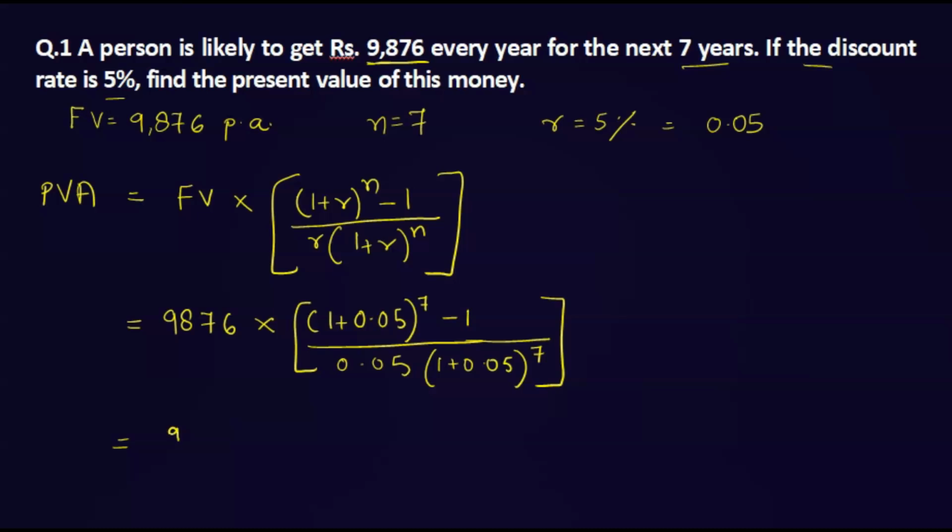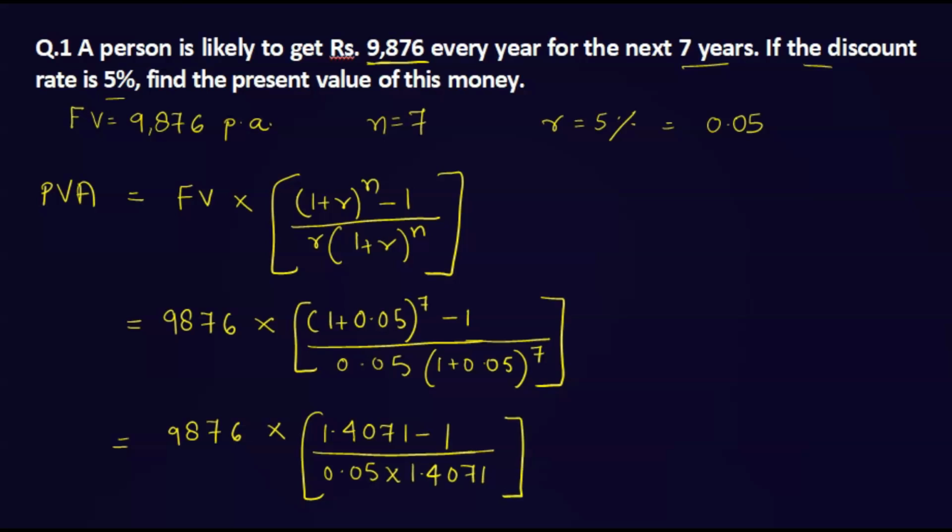So like this we have to solve this. When we will solve it, here in the numerator, if we will solve 1 plus 0.05 to the power 7, we will get 1.4071 minus 1, and here we will get 0.05 multiplied by the same 1.4071.